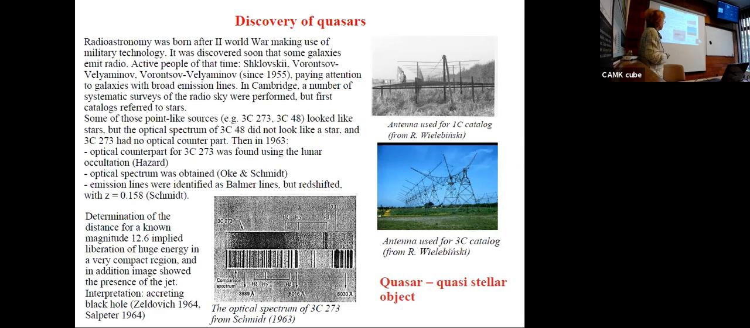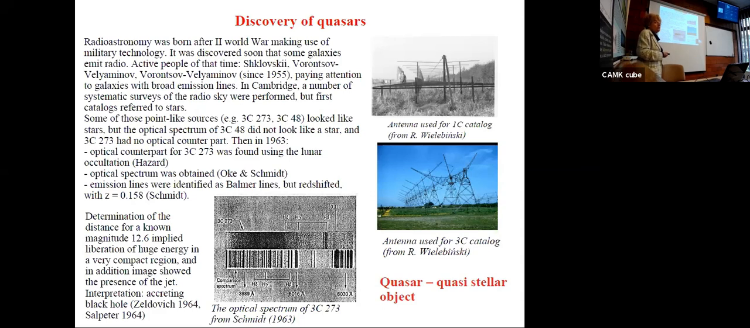The more attractive was the third Cambridge catalog, which contains a few hundred sources, including 3C273 and 3C48. But 3C48 had an optical companion that didn't look like anything reasonable. It was a point-like source, nothing of interest. 3C273 had no optical counterparts.